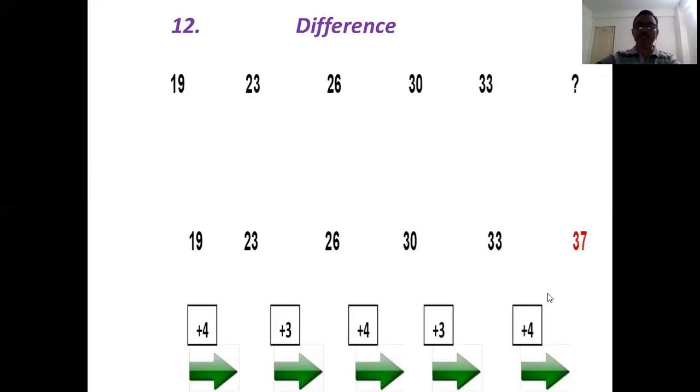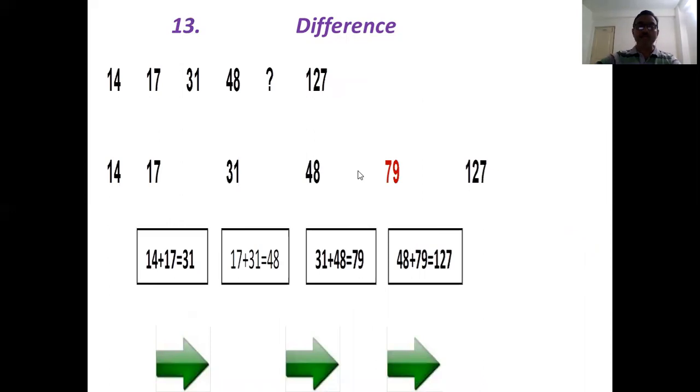Let us come to another example. See, if you see carefully, from 23 minus 19, I'm getting 4. 26 minus 23, 3. 30 minus 26, 4. 33 minus 30, 3. So first there is a difference of 4, then a difference of 3. So we are following this pattern, difference of 4 and 3, 4 and 3. So the next number, of course, would be 33 plus 4, 37. So what would be the next number? 37 plus 3, 40.